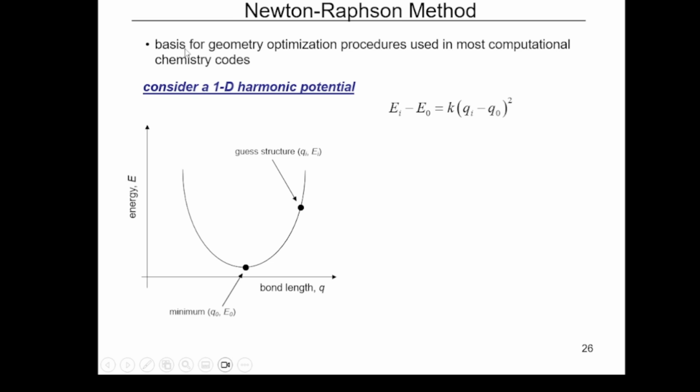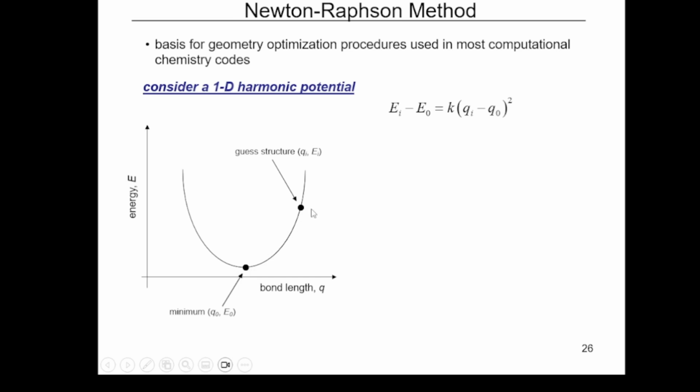So if you're considering a 1D harmonic potential, let's say you draw the structure which is somewhere on this point on the potential energy surface, and this is the ideal equilibrium structure or the structure of the stationary point. Now, this is your initial input structure, and its coordinates are qi and the energy is Ei, whereas the minimum has coordinates of q naught and the energy of E naught. How much is the difference between these two?